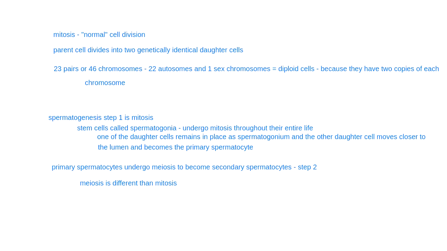So after the first round of meiosis, the first cycle of meiosis, we get 2 cells called secondary spermatocytes. Basically what happens is we get some exchange of genetic information that can occur that we don't see with mitosis.